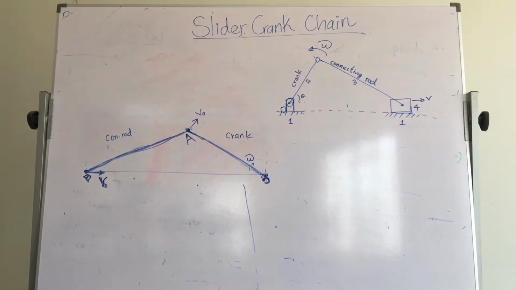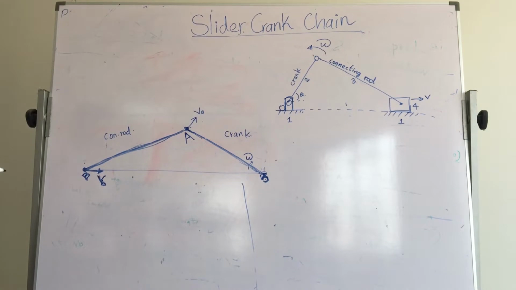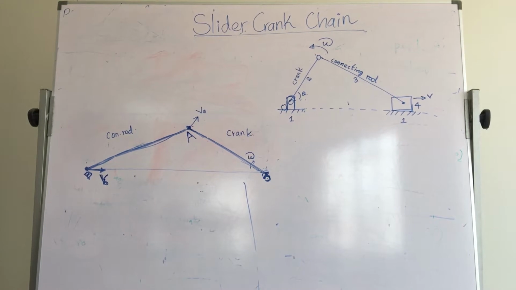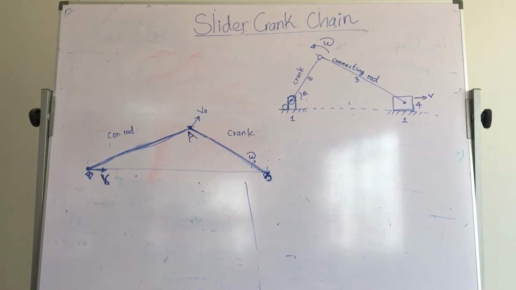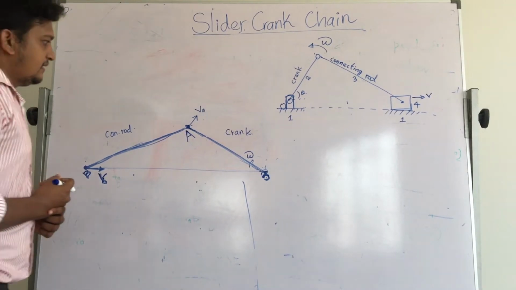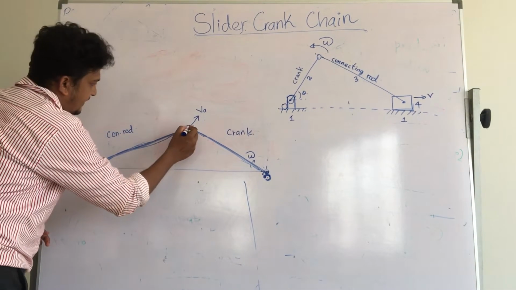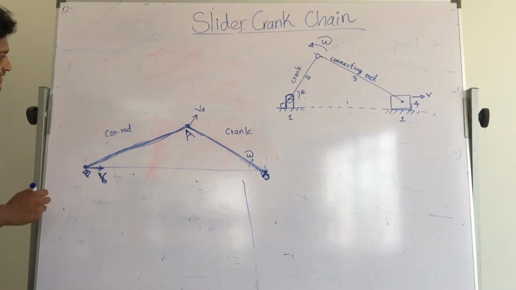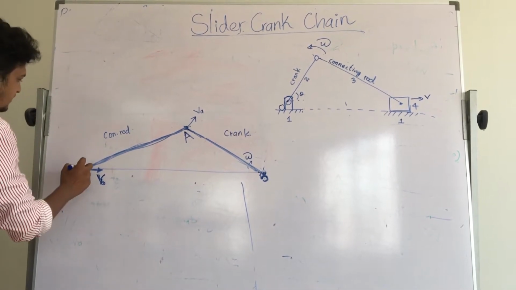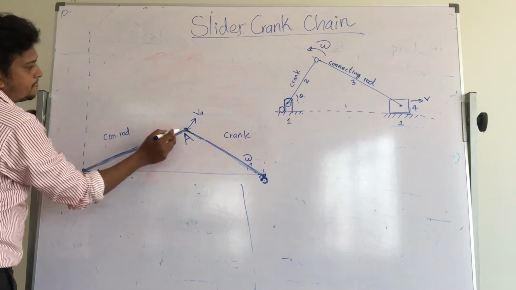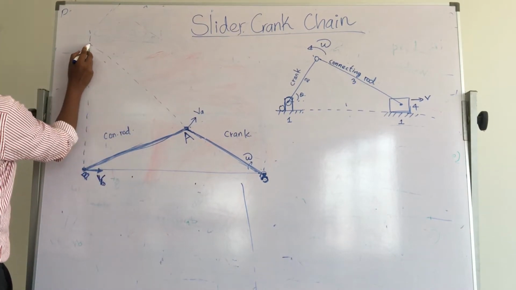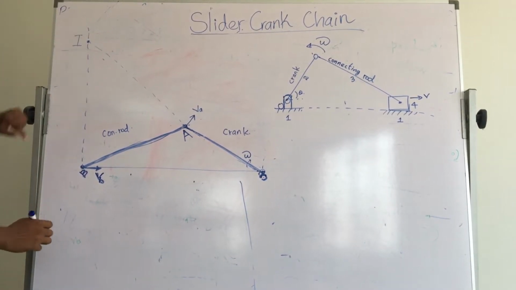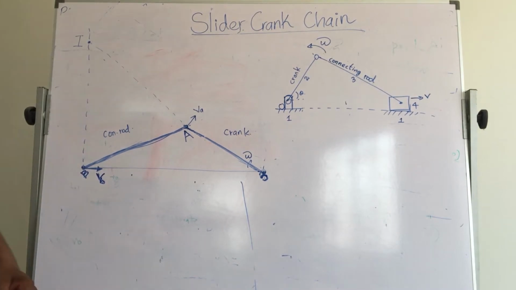For these calculations, we are using the instantaneous center method. By using the instantaneous center method, we are going to come up with some useful equations. Let's start. If you take this connecting rod, what is the instantaneous center at this given moment? You connect the lines like this, and this I is the instantaneous center for this connecting rod.